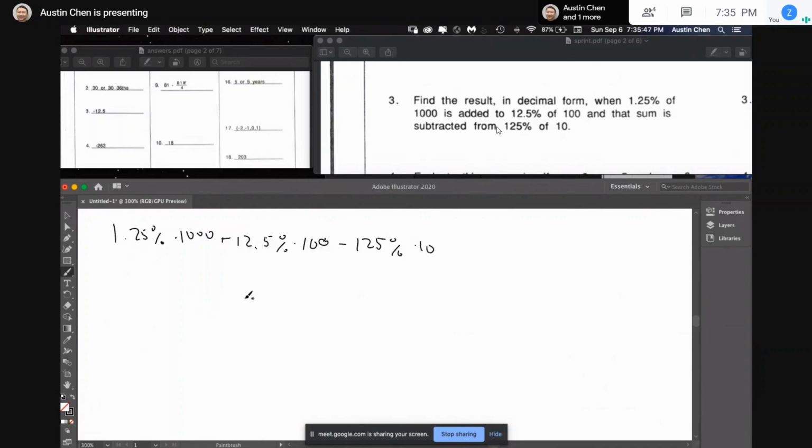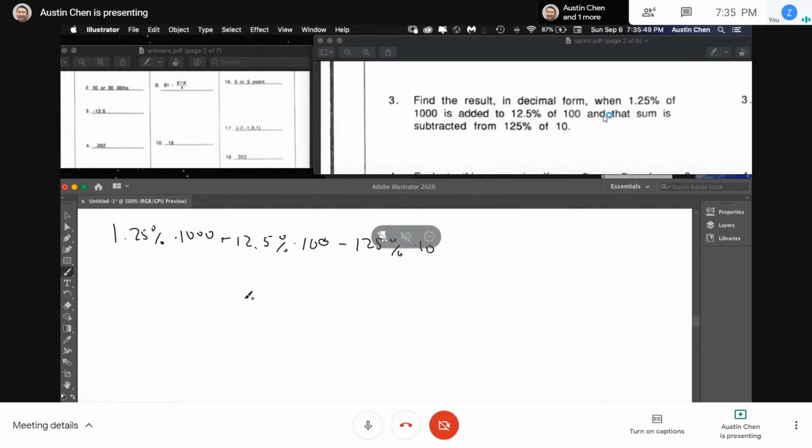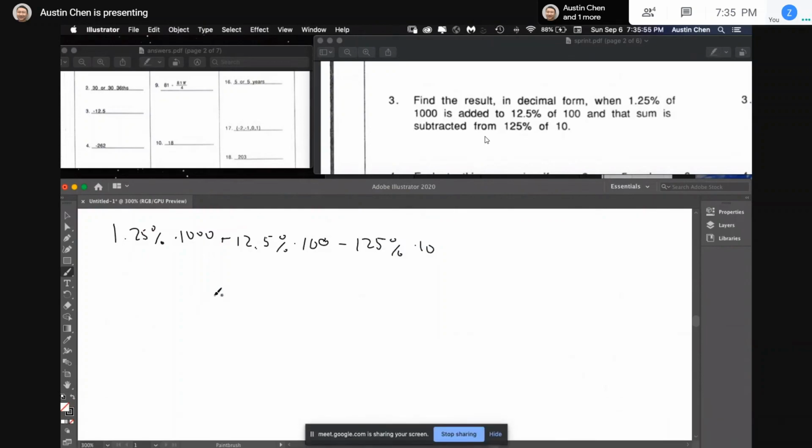Wait, what? It is saying that sum is subtracted from 125% of 10. Oh, okay. It should be the other way around. Yes, it should be the other way around. And also, the back is in parentheses. Wait, what? The back, yeah, okay. Yeah, you're fine.